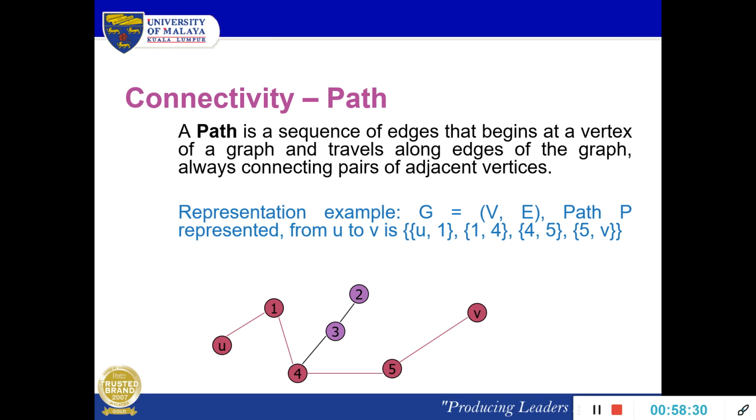So a path is a sequence of edges that begins at a vertex of a graph and travels along edges of the graph. So you have a graph G with a set of vertices V and edges E. Path P is represented from U to V: U to 1, 1 to 4, 4 to 5, and 5 to V. Okay? 1, 2, 3, 4. Length 4.